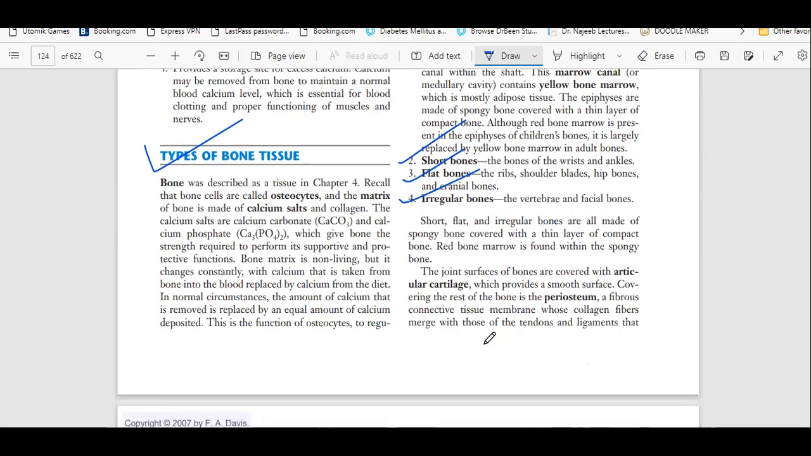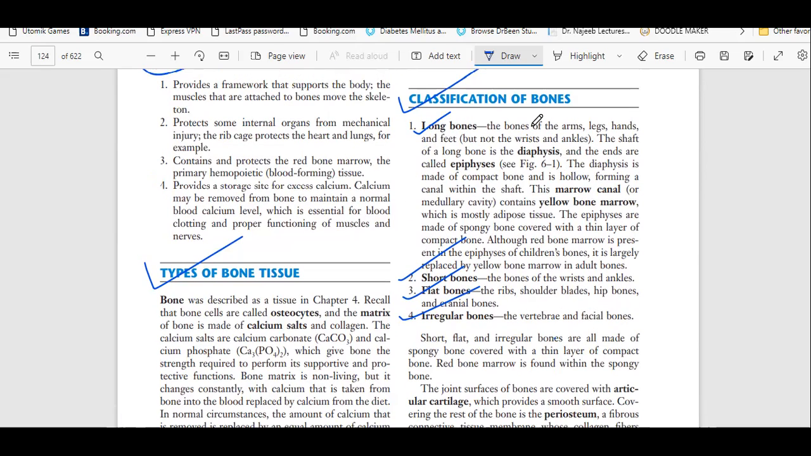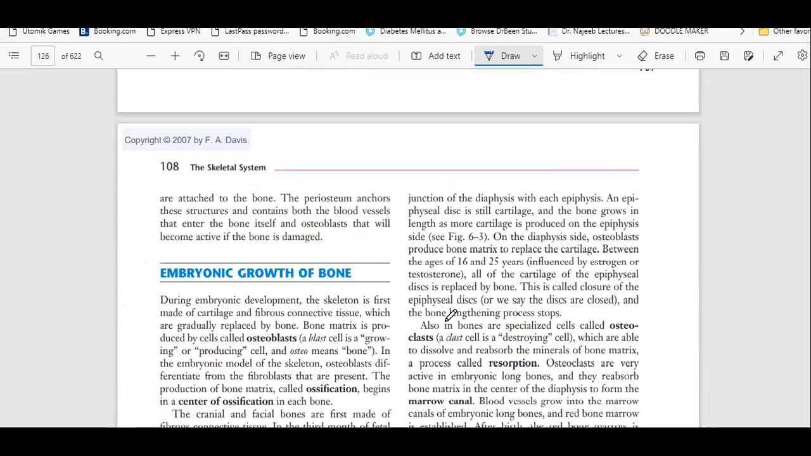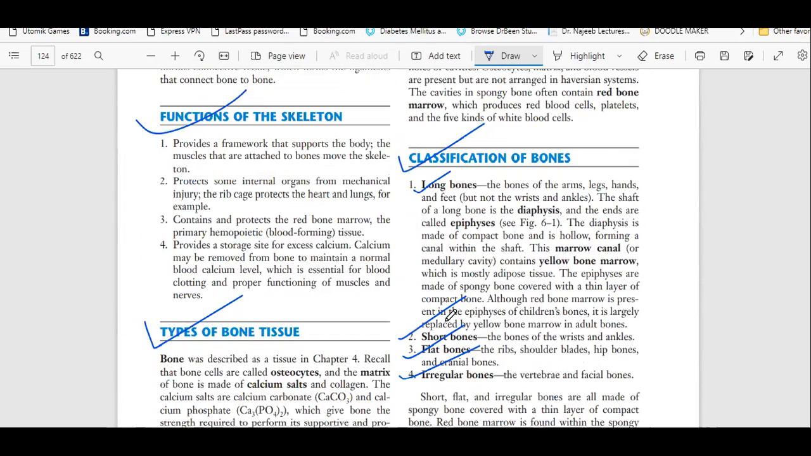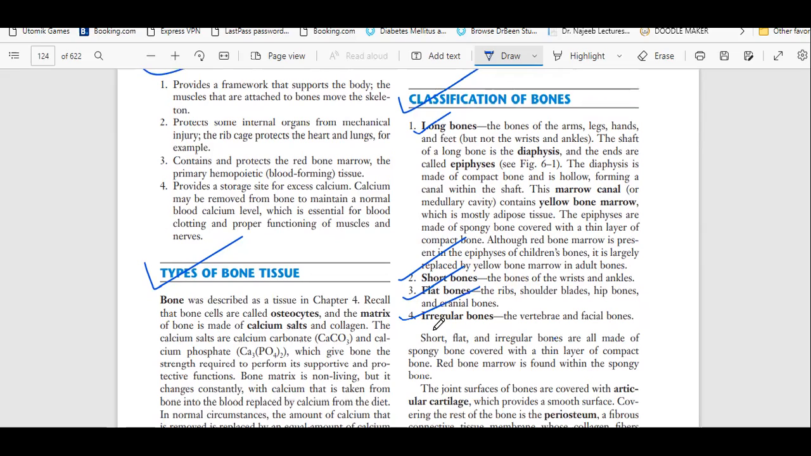So we have long bones. In the classification of bones, we have long bones, short bones, flat bones, irregular bones. Okay, so these are the four classifications we need to understand which are present in our body. Okay, first we will talk about long bones.